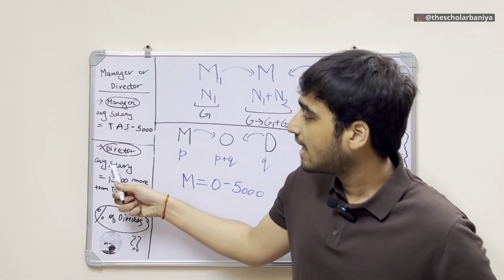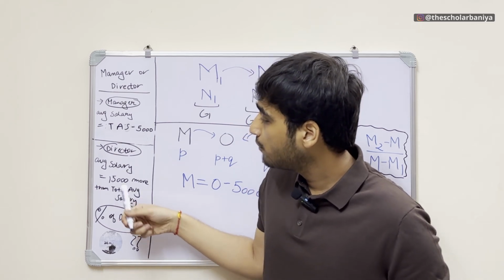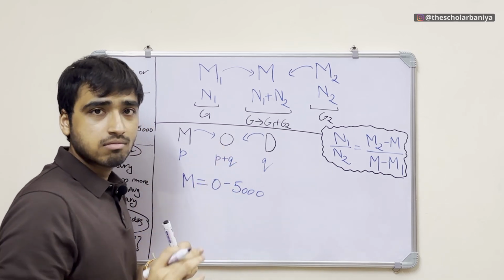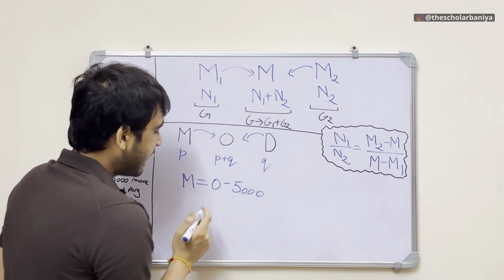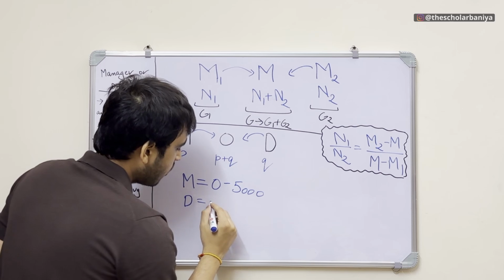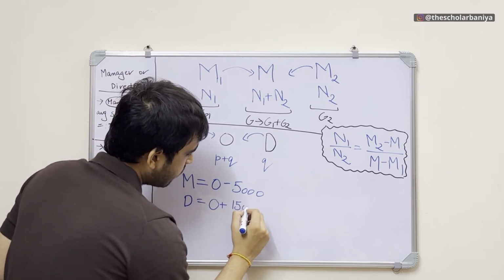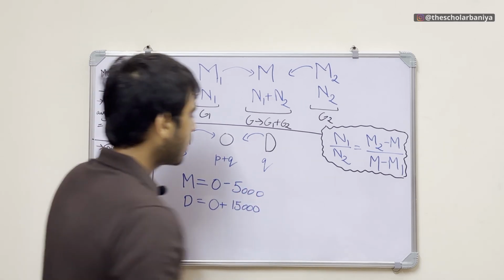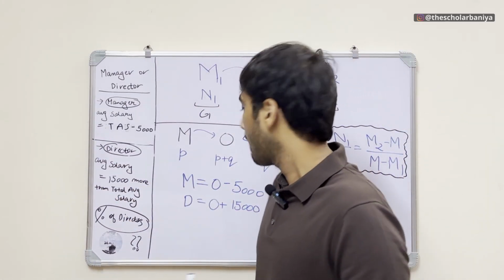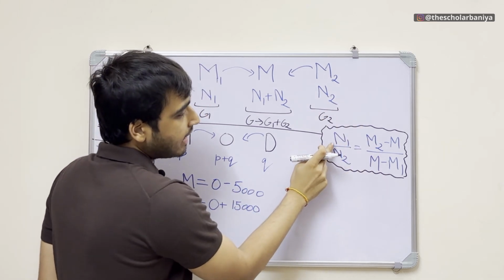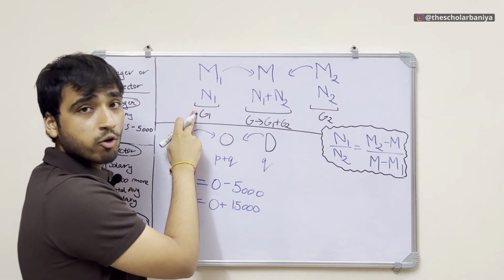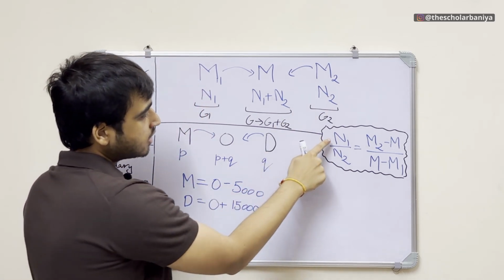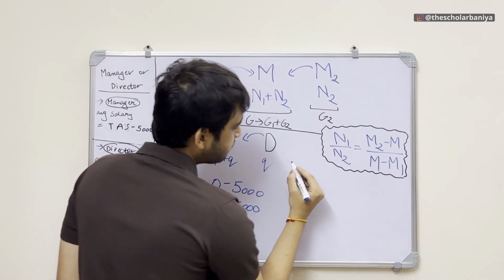Similarly, the average salary for director is equals to 15,000 more than the total average salary. So the total average salary is O, right? So the director's salary will be O plus 15,000. I hope this should be clear, right? Now using the formula N1 upon N2, N1 is the number of people in group 1, N2 is the number of people in group 2. So group 1 is this, group 2 is this.